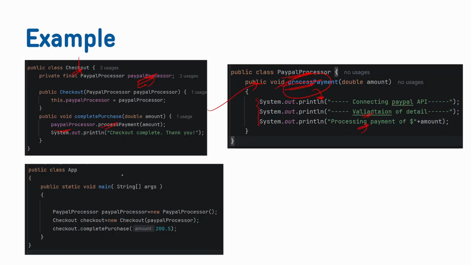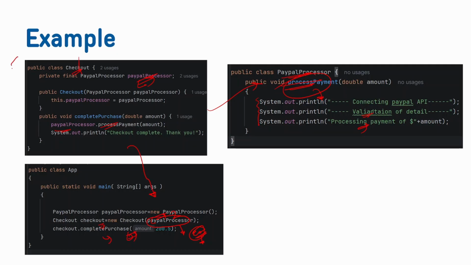Then, because we haven't used any Spring, we have to manually create the instance of both the PayPal processor and the checkout class, and we have passed our dependency of the PayPal processor in the constructor of the checkout. So this is an example of constructor dependency injection, and then we have completed our purchase. So all this is looking fine.